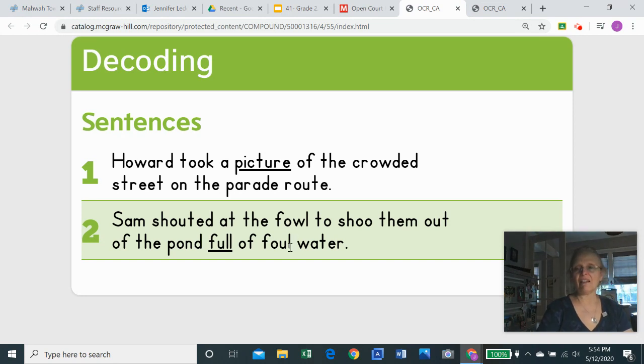Now, these are our words and our sentences for this week that we are using to review the /oo/ and the /ow/ sounding and spellings.